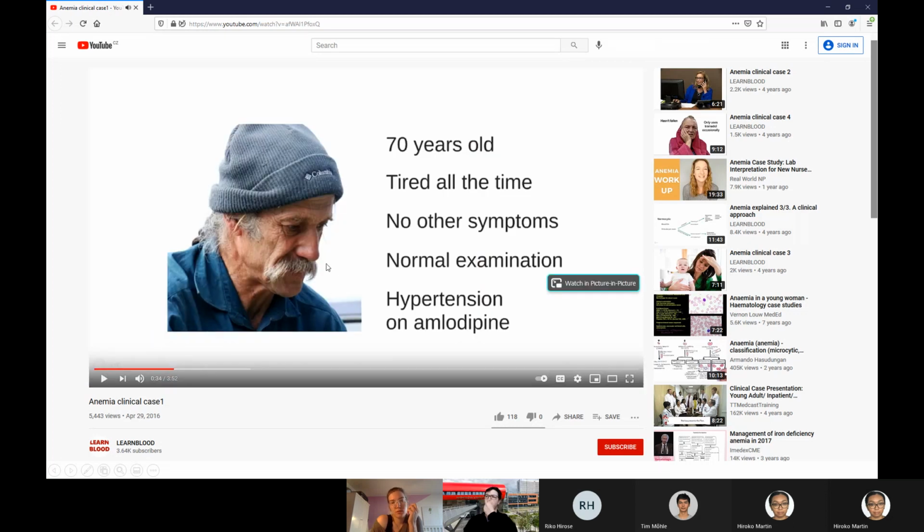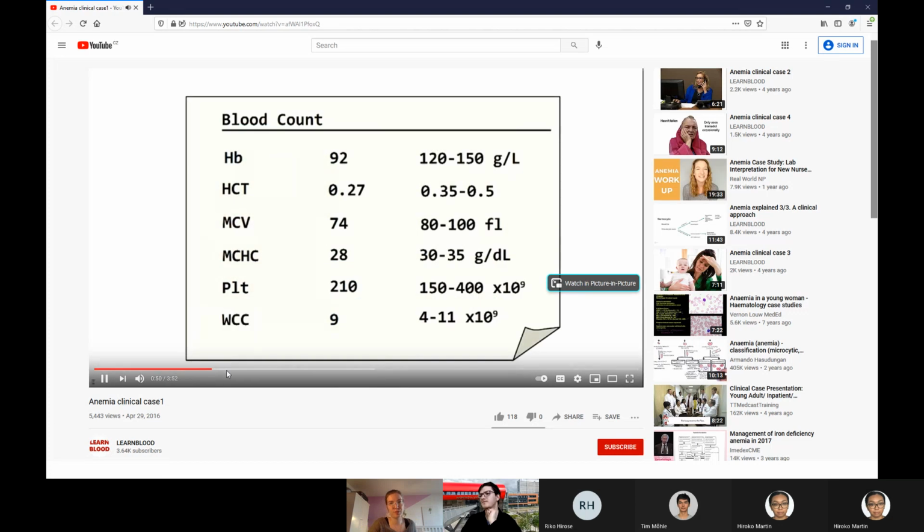Basically, there's this one guy, 70 years old, he's tired all the time, no other symptoms, normal examination, hypertension on some drug against hypertension, amlodipine, right? So once again, tired all the time, that's not so specific, but since we're talking about anemias, you can't hear anything, right? At least not from the video.